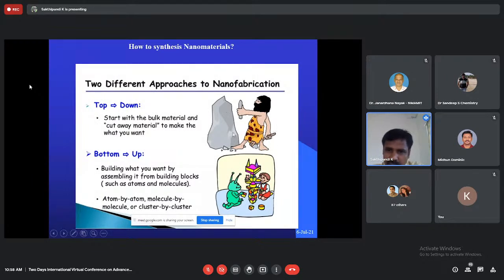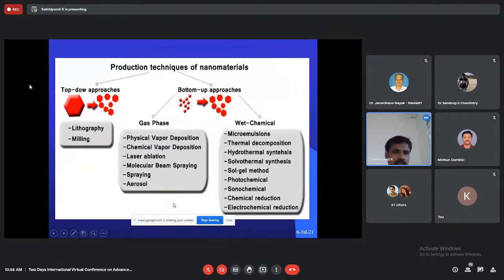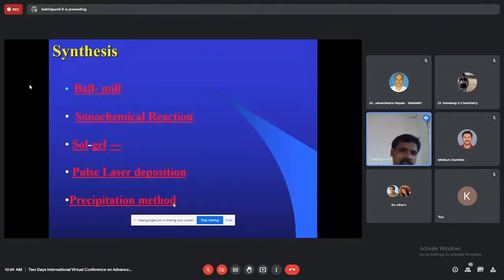Here a bulk material is converted into a small nano piece. Here small atoms will be used to construct the nanomaterials. So it is adding atom by atom or molecule by molecule. There are so many methods used for production of nanomaterials: lithography, milling, physical vapor deposition, so many methods are there.